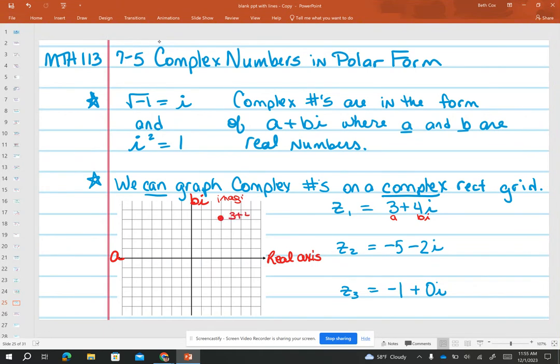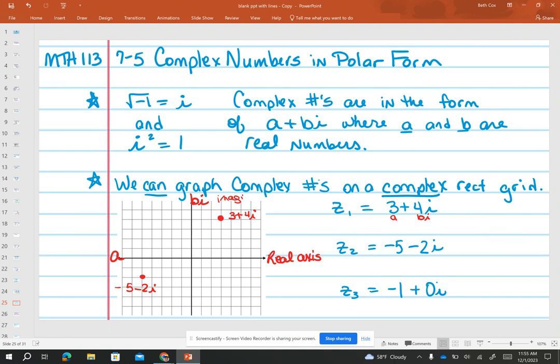There would be 3 plus 4i. And z2, complex numbers are generally called z's. The second one that we're going to do is -5 minus 2i. That'll be in the third quadrant: -5 on the real and -2 on the imaginary.